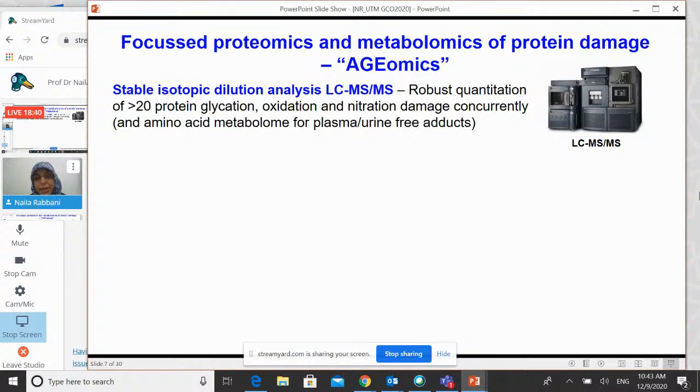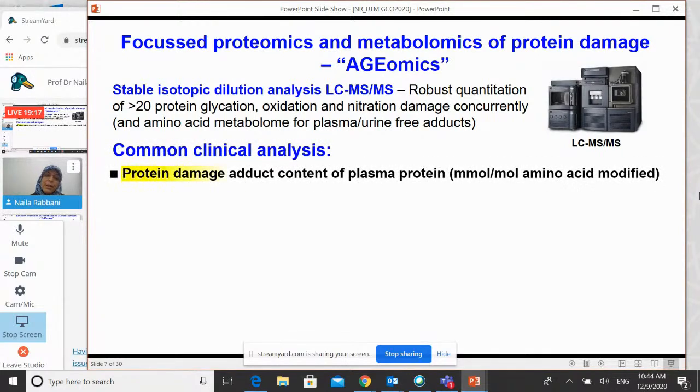I started off as a medicinal chemist, but there was absolutely no robust way to measure these protein damage markers. So during my PhD, I developed an analytical technique using stable isotope dilution analysis, LC-MS/MS, to robustly quantify over 20 protein glycation, oxidation, and nitration damage markers concurrently, and the amino acid metabolome, for plasma and urine, for free adducts.